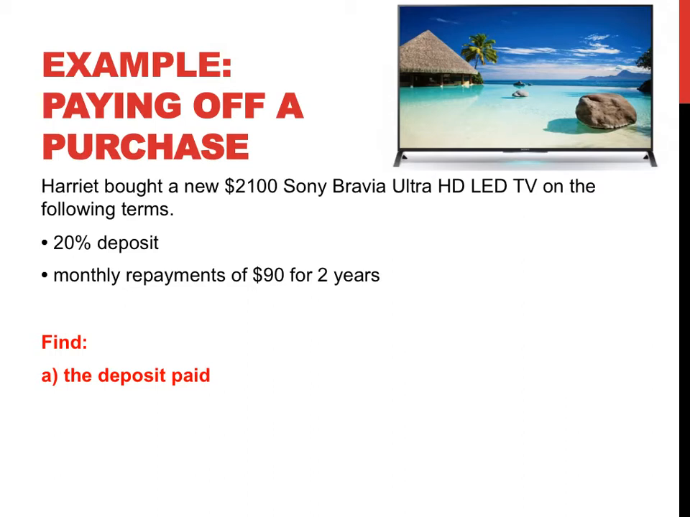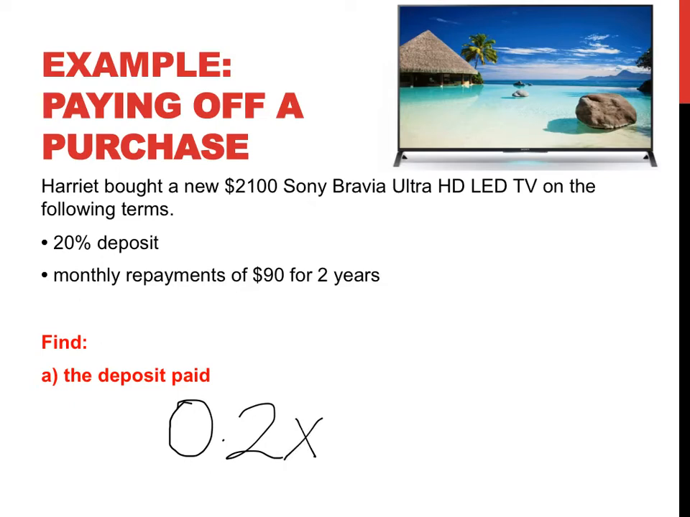But say Harriet went and bought this TV from Harvey Norman. Harvey Norman doesn't know Harriet. They've never met Harriet before. So to guarantee things, they make Harriet leave a deposit. In this case, they made her leave a 20% deposit, and then do the monthly repayments. So first off, we want to know, if Harriet had to leave a 20% deposit, how much did she actually have to leave? Well, 20% as a decimal is 0.2, and it's 20% of the price of the TV. When it says a 20% deposit, it usually means 20% of the cost of whatever you're taking.